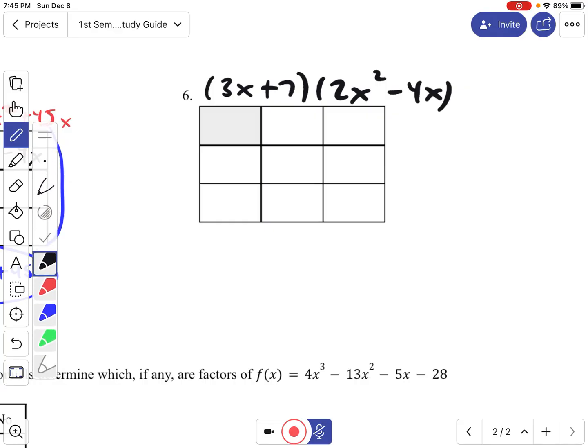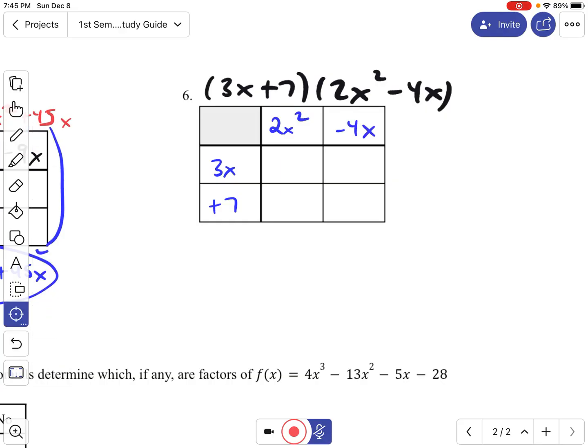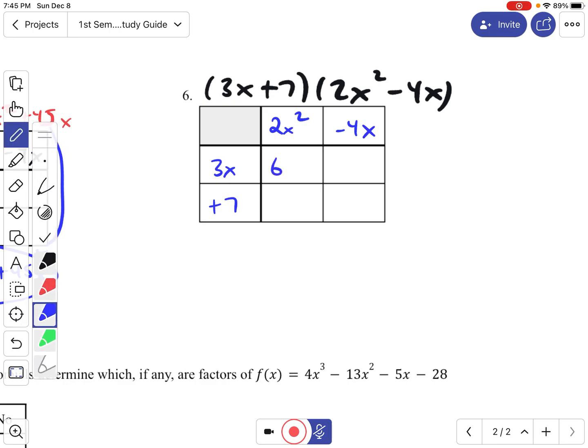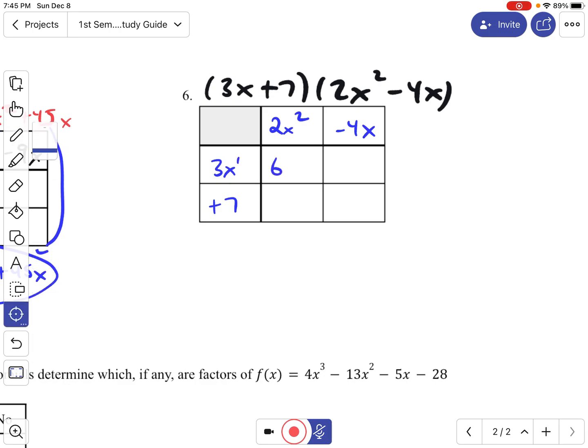Okay, so if we do that again, I guess I could do the box method here. Let's go with 3x plus 7, and then 2x squared minus 4x. So this would be where the 2 and the 3 multiply, which would be 6. And then you use the product rule, which is adding the exponents, x to the 1 plus x squared, so you're adding these exponents to get a 3.